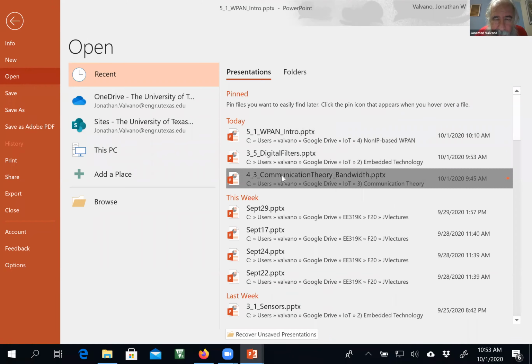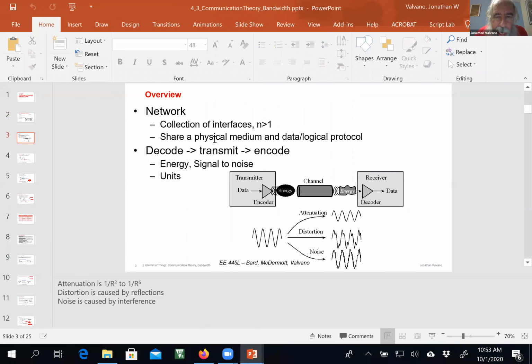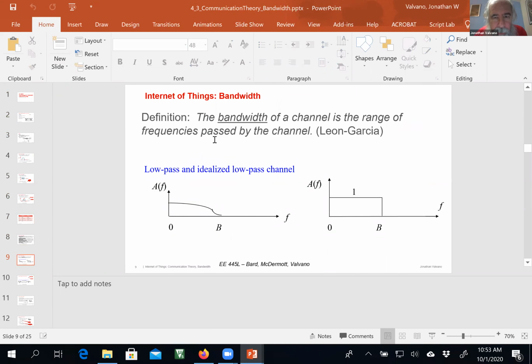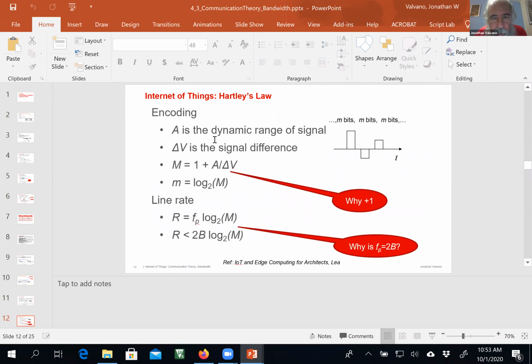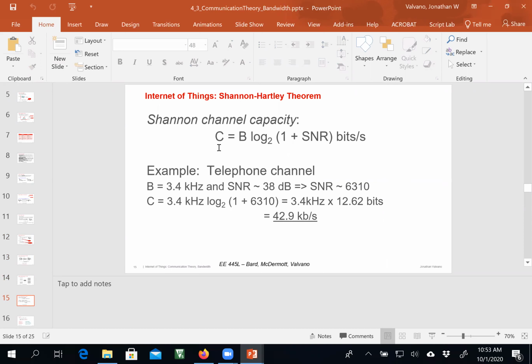What do you know about your ability to transmit? What is allowing me to encode more bits per frame? SNR. Okay. SNR is empowering me to send more bits per pulse.